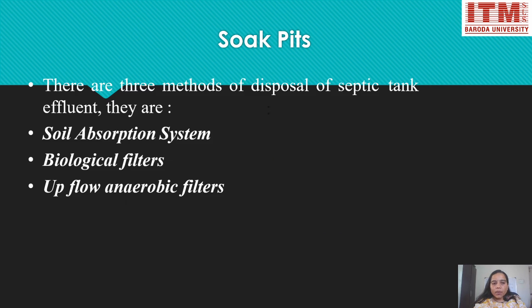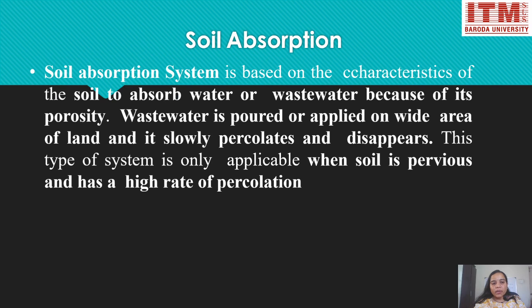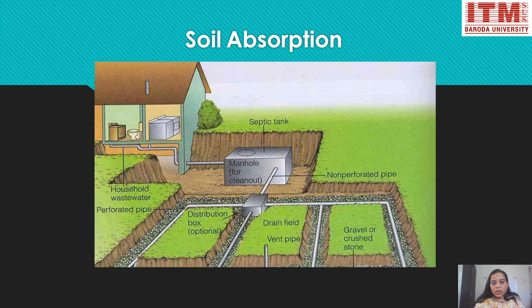Also you can see the soak pit. So there are three methods: soil absorption, biological filter, and upflow anaerobic filter. The soil absorption system is based on the characteristics of the soil to absorb water or wastewater because of its porosity, and it is applied on a wide area of land, and it slowly percolates or disappears. So this type of system is applicable only when the soil is pervious and has a high rate of percolation. Here again is a schematic diagram for soil absorption.